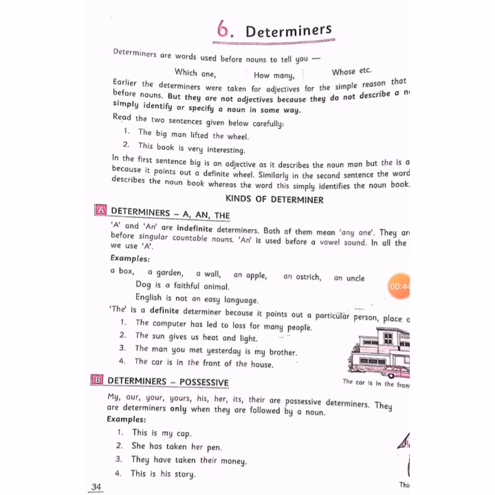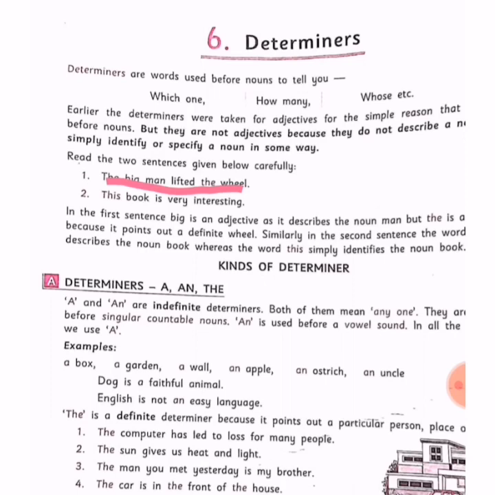Now, first of all, we will go with the examples. Read the examples given carefully. Here are some examples. The big man lifted the wheel. Now here the is the determiner. Why is the the determiner? Because wheel is a noun, and here we are talking about a particular wheel. So we are using the here. Whenever we are pointing out a particular thing, person or animal, we use the.